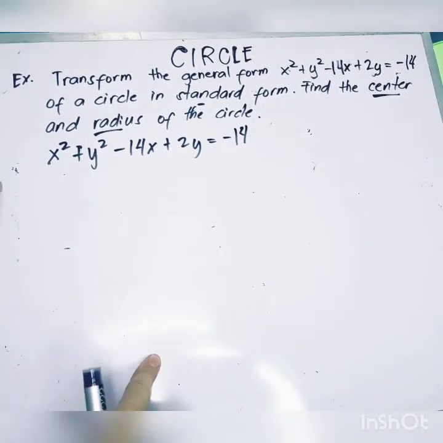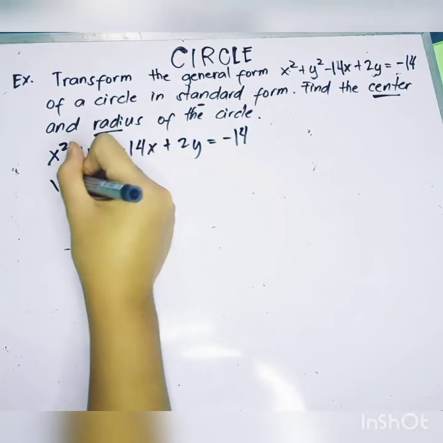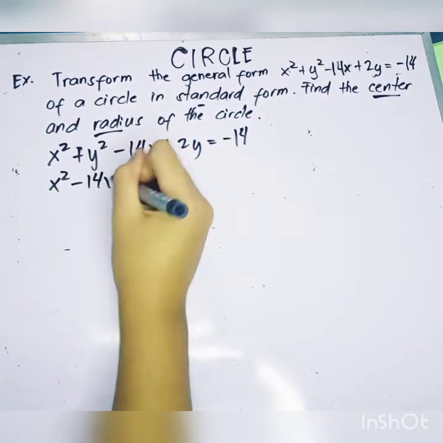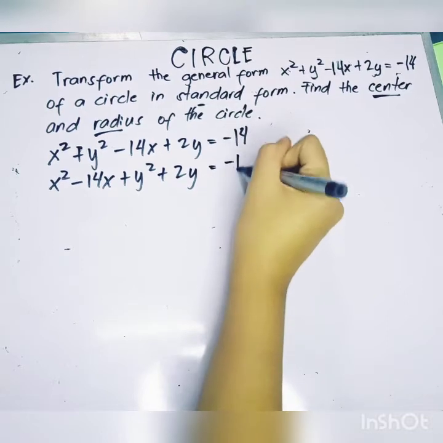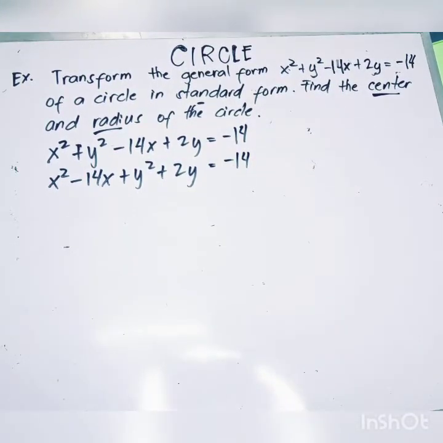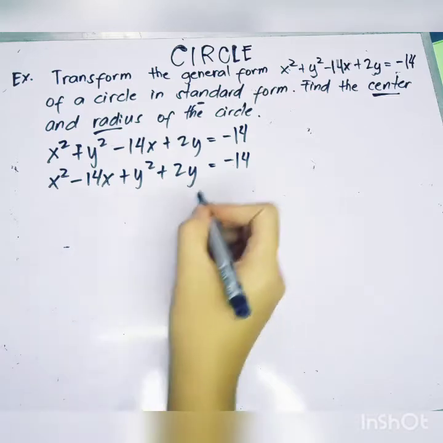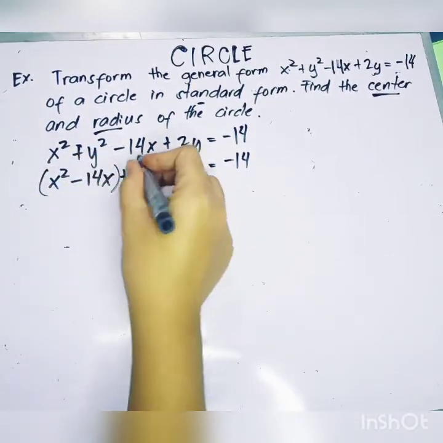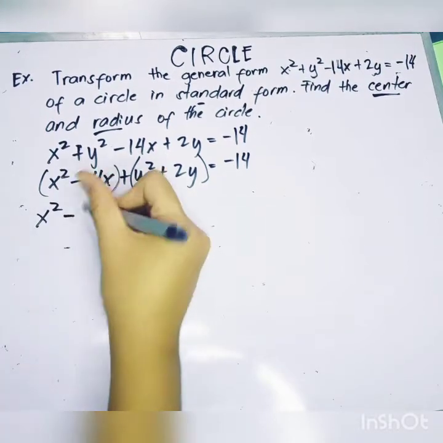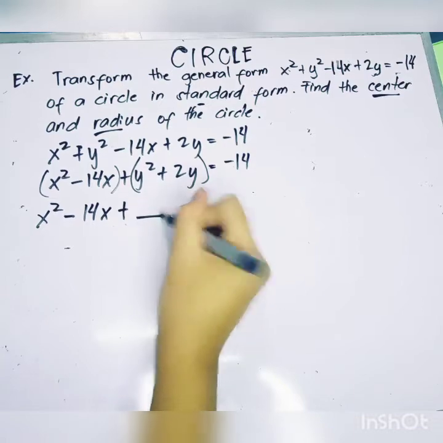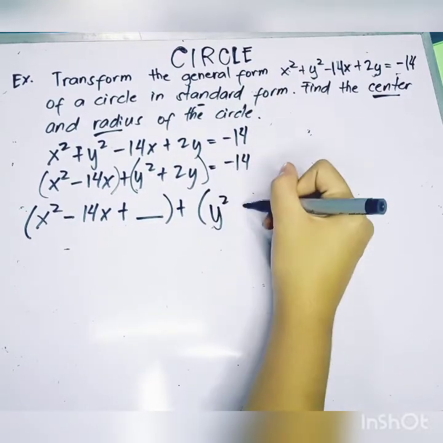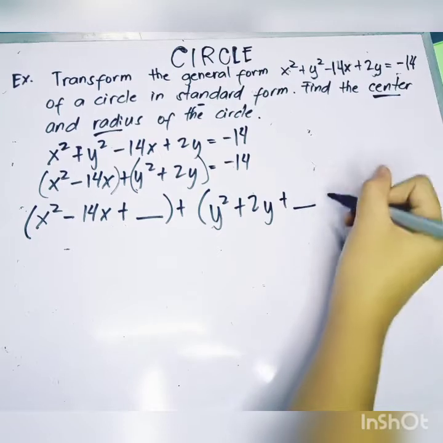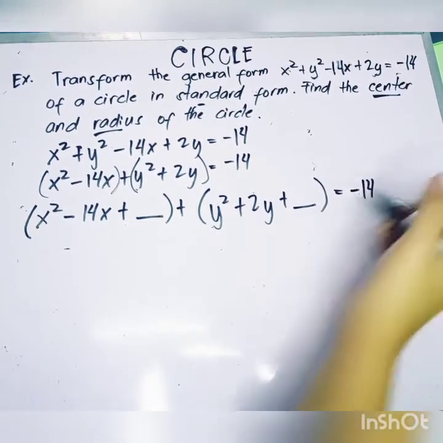Okay, after this, the first thing to do is to combine like terms. So we have x squared minus 14x, and then next, we have positive y squared and then positive 2y equals negative 14. After we combine like terms, you have to regroup it to form a perfect square trinomial. So the first is the x and then second is the y. So we have x squared minus 14x plus blank for the third term, quantity, plus, dito naman tayo sa y. So we have y squared plus 2y plus blank for the third term equals negative 14.